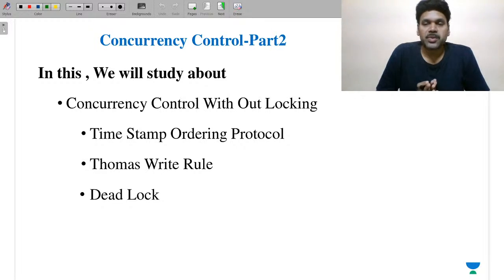So what is the difference between optimistic and pessimistic? Optimistic allows the conflicts, then it tries to avoid them. Pessimistic means before itself, it tries to prevent conflicts. Therefore, the ideology of concurrency control without locking is that it allows the conflicts, and before it reaches the consistent state, it tries to cross-check whether there are any conflicts or not.